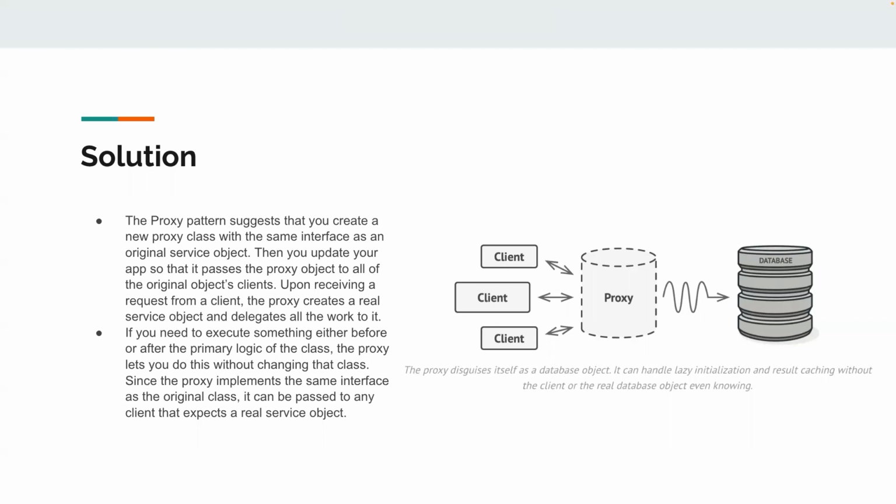Since the proxy implements the same interface as the original class, it can be passed to any client that expects a real service object. So in the above use case, since the item, which is the database, uses a lot of resources, the result could be cached for some time on the proxy. Thereby, we could reduce the latency and the number of calls to the database. The client or the database in this case will not be aware of it. Therefore, it disempowers and encapsulates what is being done from the client and the database.